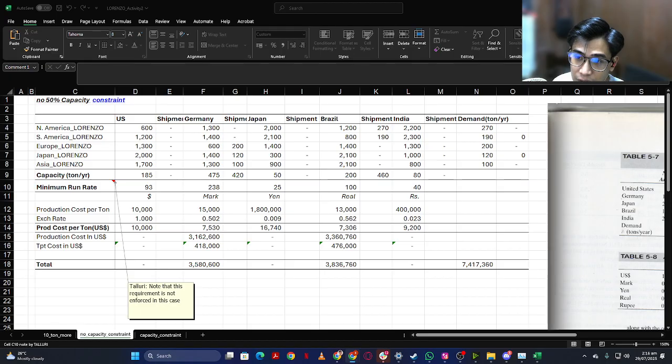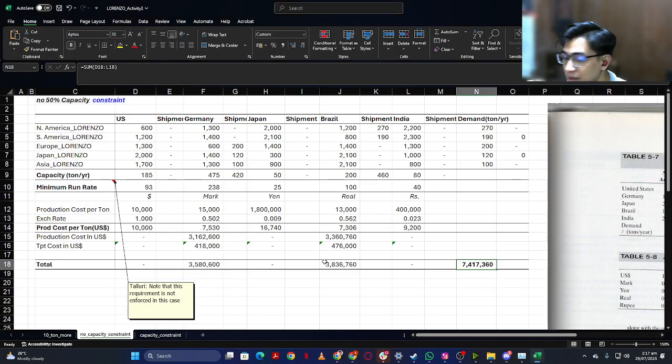in this scenario, we have to remove the 50% capacity constraint. So we have to follow the same steps as before: input the data, compute the production cost in USD, and then add the transport cost. That will result in a total cost of approximately $7,417,360, which is lower than the constraint version, as you can see. Looking at this table, we can already say that it shows flexibility and capacity utilization that can significantly reduce the total cost.